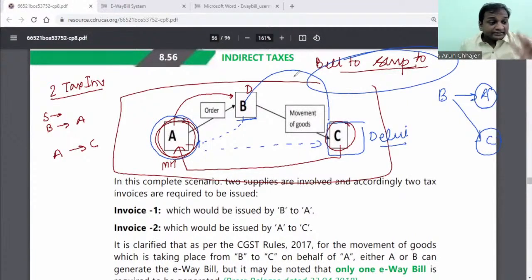First, tell me whether confirmation. Please confirm. Is it clear to all or not? This example. First, tell me if the example is clear to all. Then I will explain how to prepare the e-way bill in this case.